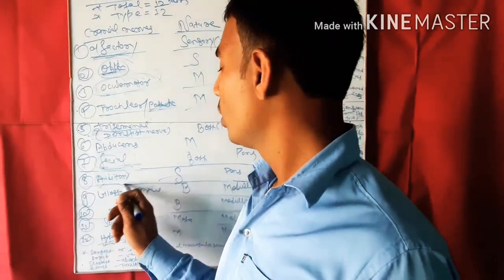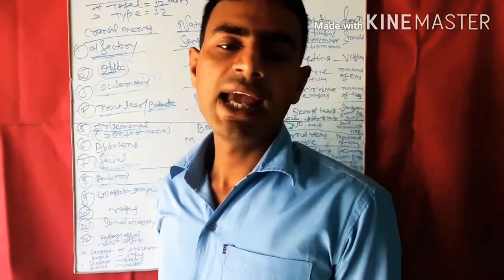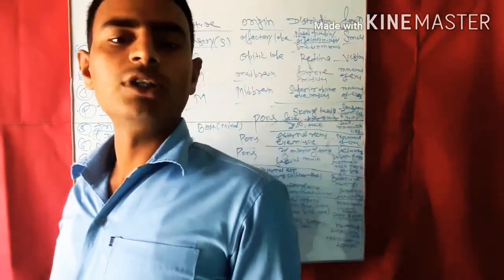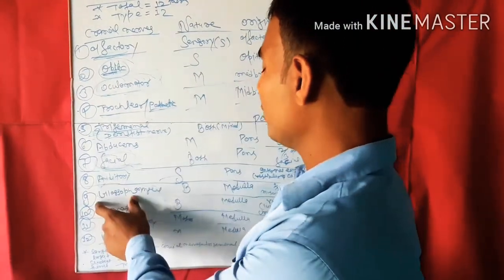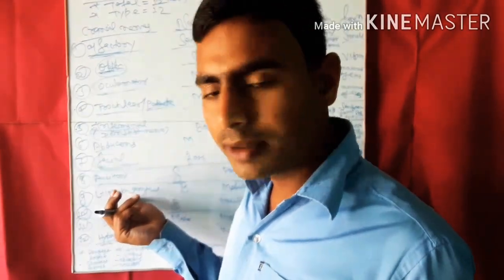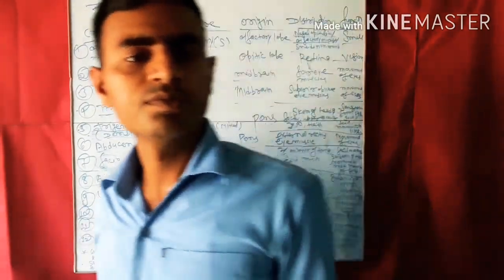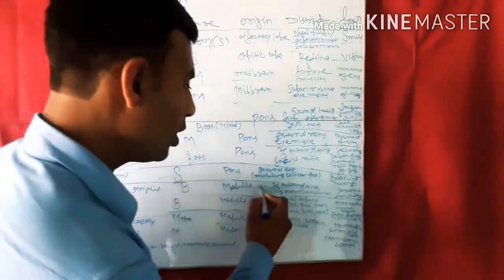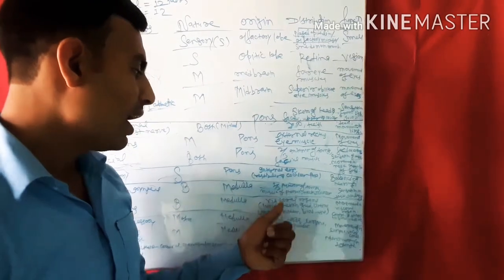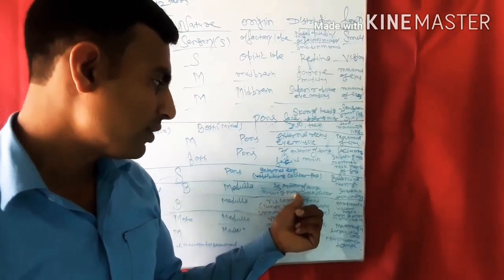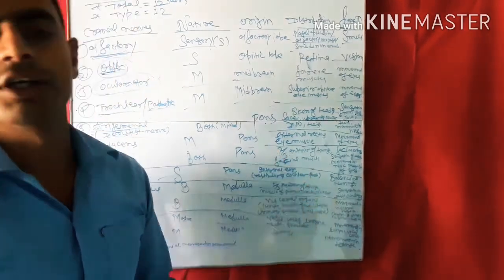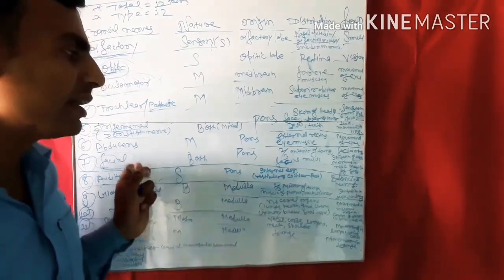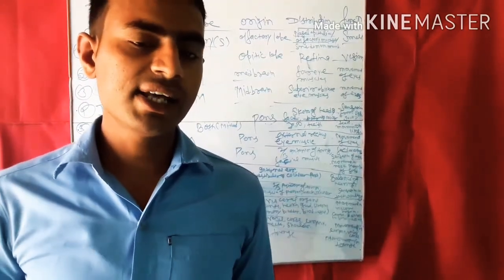Next is the glossopharyngeal cranial nerve. Its nature is sensory and motor both, and its origin is the medulla. Its distribution is in the posterior one-third of the tongue, the muscles of the pharynx and neck, and also the shoulder. The function of the glossopharyngeal cranial nerve is sensation of taste and swallowing.